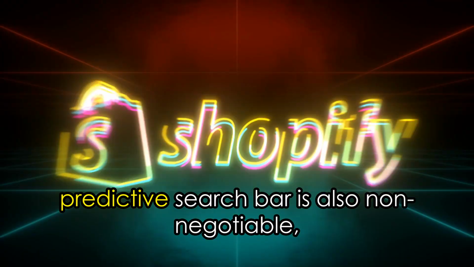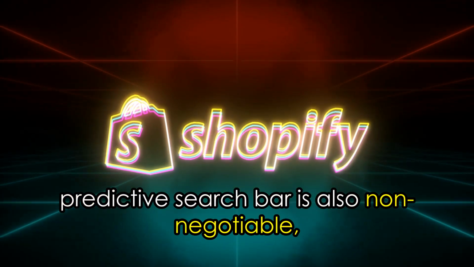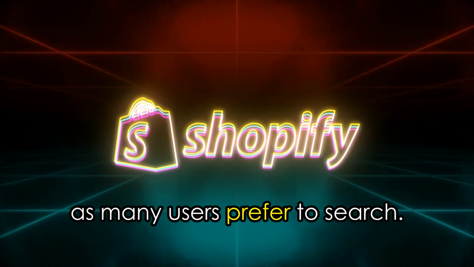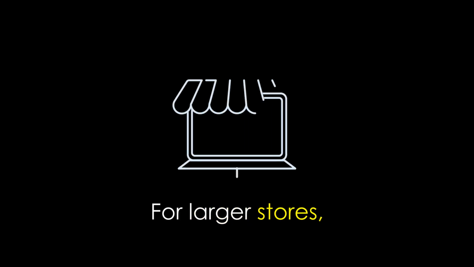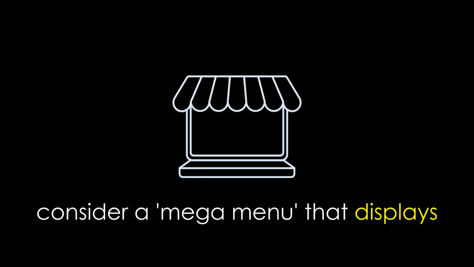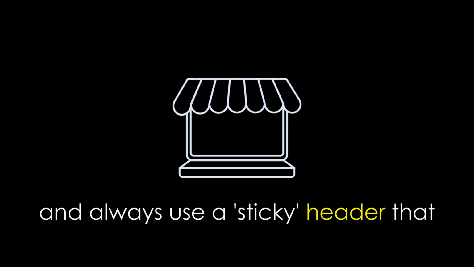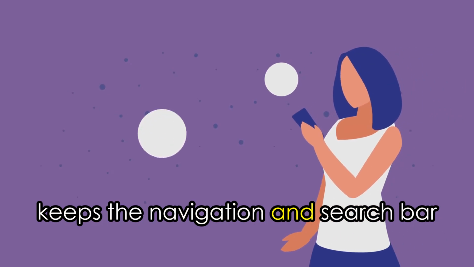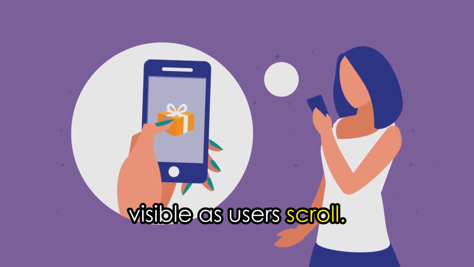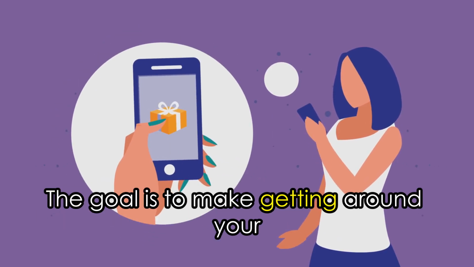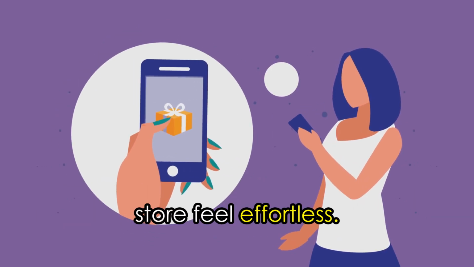A powerful, predictive search bar is also non-negotiable, as many users prefer to search. For larger stores, consider a mega menu that displays multiple categories at once, and always use a sticky header that keeps the navigation and search bar visible as users scroll. The goal is to make getting around your store feel effortless.